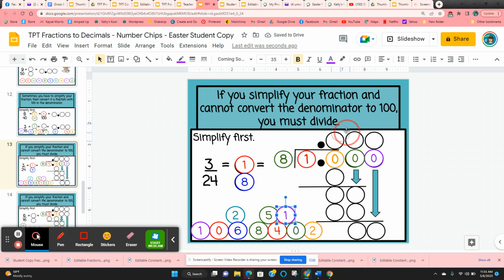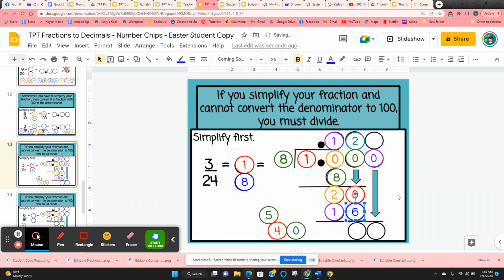8 goes into 10 one time. 8 times 1 is 8. Subtract, they get 2. Bring down a 0. 8 goes into 20 2 times. And you want to point out that that decimal point is just going to go straight up. So 8 times 2 is 16. And again, remember, they're going to use every single number chip. So if they can't use every number, they need to go back and look and see where they made an error. So they subtract, they get 4, bring down another 0, and then 8 goes into 40 evenly 5 times. So they get an answer of 125 thousandths.